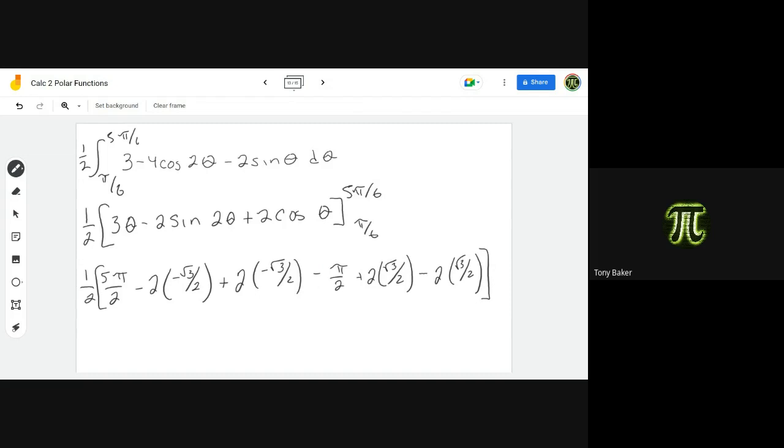Why did the four shrink into a 2? Right, the 4 turned into a 2, because this was 1/2. So remember, you have to do your substitution. That 2 theta right there, you have to do your substitution for it, and it pulls out as a 1/2. So 4 times 1/2.